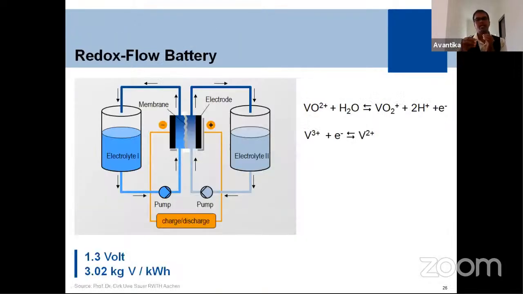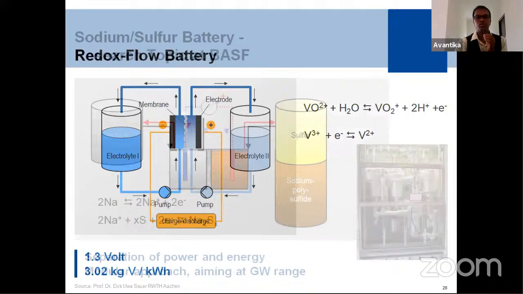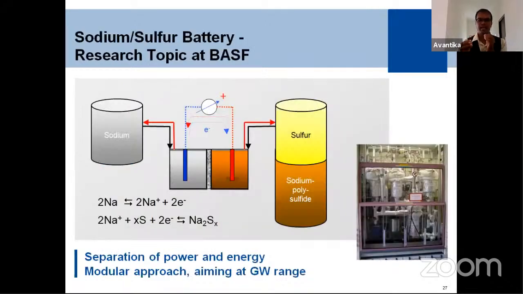Yeah. So there are different methods, and I want to show you a few selected methods. This is called the redox flow battery method. From this method, we can go for low voltage, like 1.3 volt, and the energy density could be 3.02 kilowatt-hour. And another method is called the sodium sulfur battery.